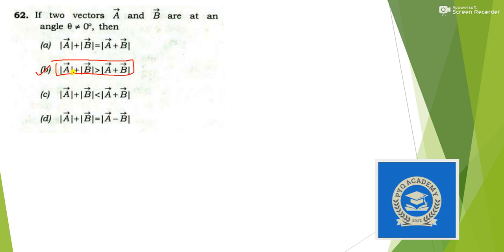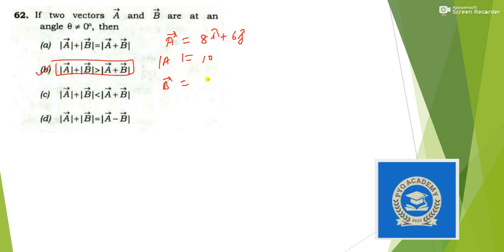Mod A plus mod B is greater than mod of A plus B. If you did not remember this identity, now you can solve this by taking examples. Let's suppose A is 8 i cap plus 6 j cap. So mod A will be 10, because root under 64 plus 36 equals root under 100, which is 10.